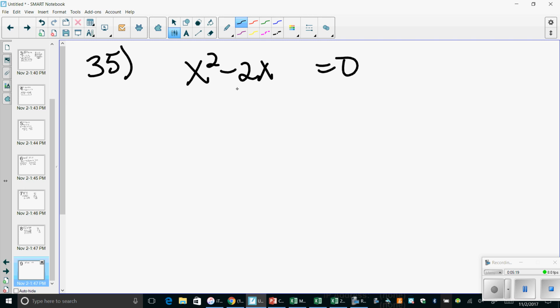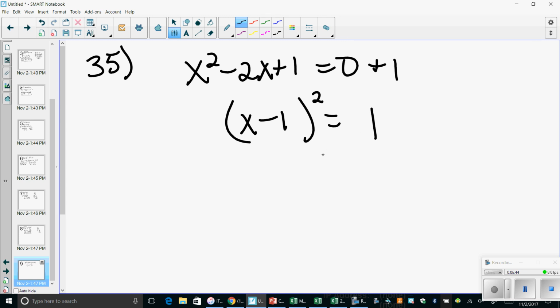Third step, take half of b, square it, and add it to both sides. Half of negative 2 is negative 1. If I square it, I get 1, so I'm going to add 1 to both sides. By doing that, I've just made this left side into a perfect square trinomial. It is x minus 1 squared. X minus 1 times x minus 1 is x squared minus 2x plus 1. And then this side is 0 plus 1, which is 1.